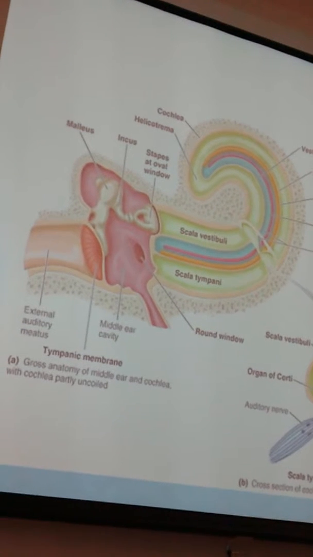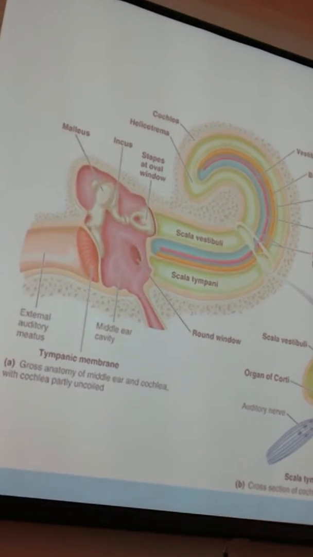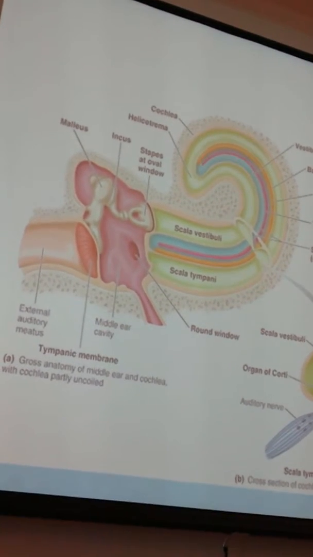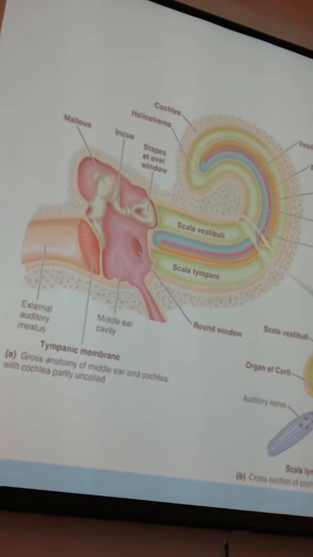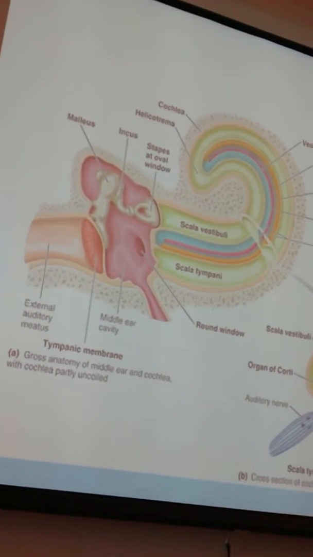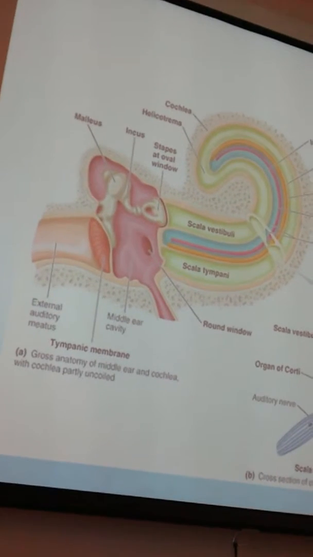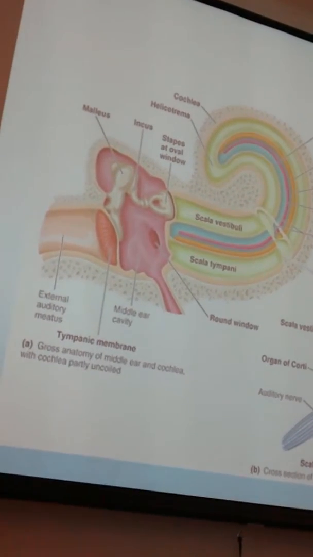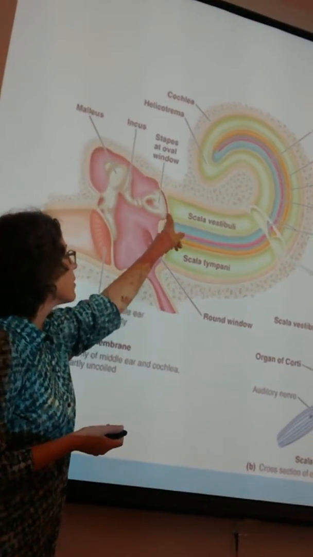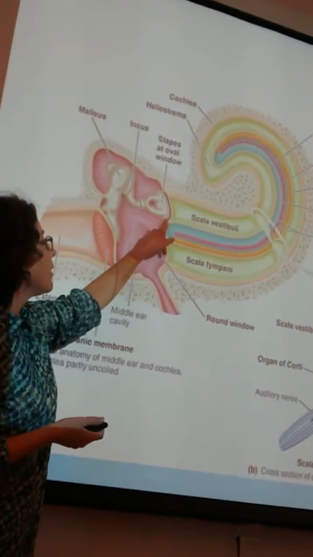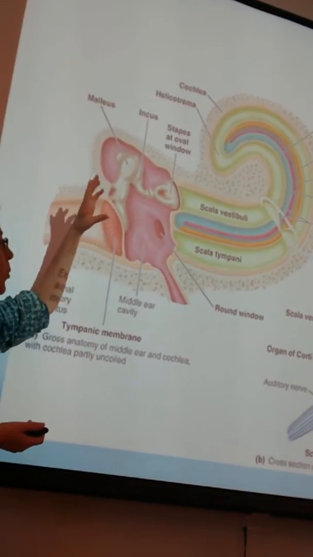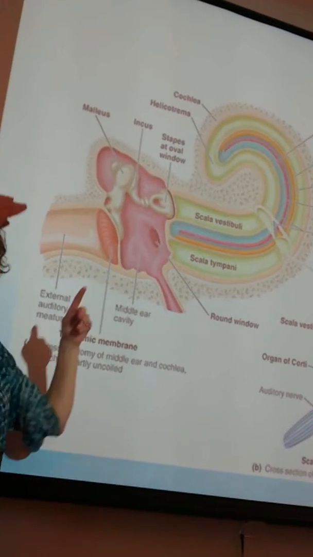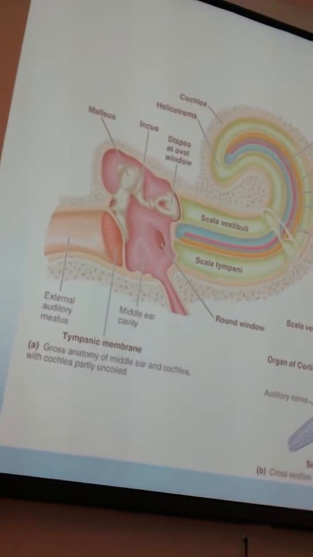And when we look at the middle ear, we have two membranes that separate the middle ear from the inner ear. One of these membranes is called the oval window, which sits right underneath the stapes. And then the second membrane is the round window that sits immediately underneath the oval window.